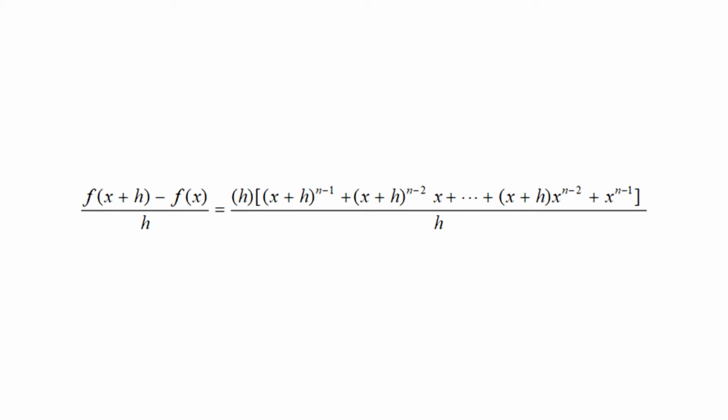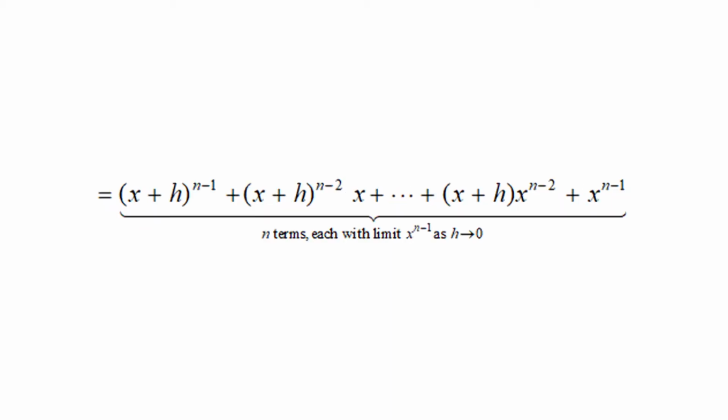plus x plus h into x power n minus 2 plus x power n minus 1 upon h, which is equal to x plus h to the power n minus 1 plus x plus h to the power n minus 2 into x plus etc. plus x plus h into x power n minus 2 plus x power n minus 1. n terms each with the limit x power n minus 1 as h approaches 0.